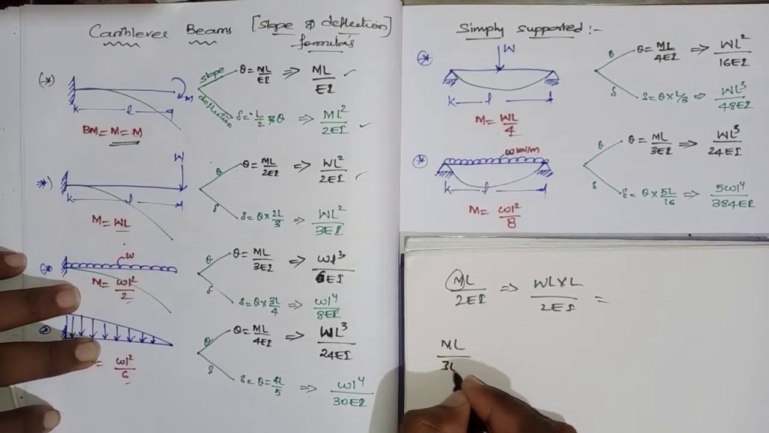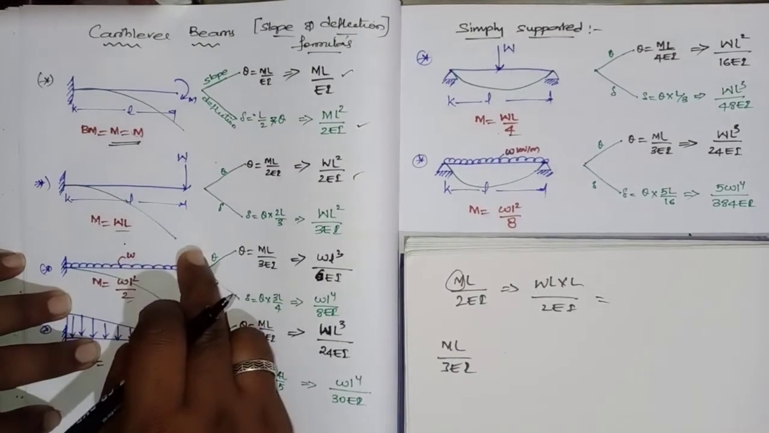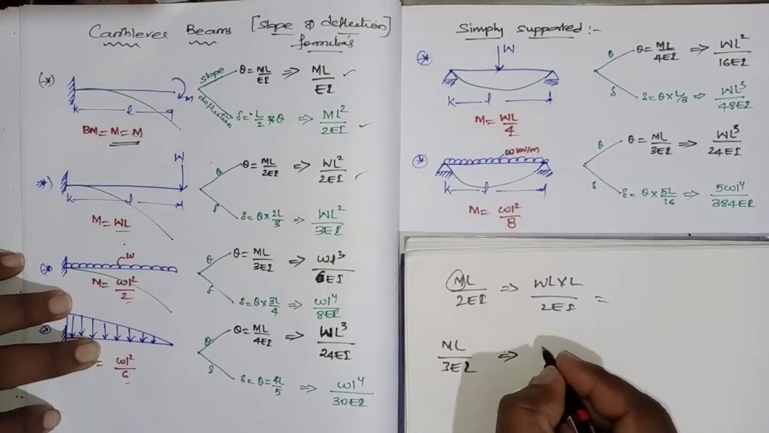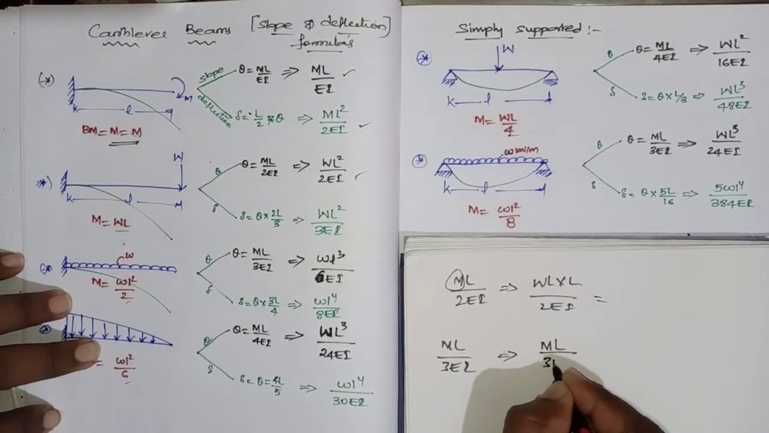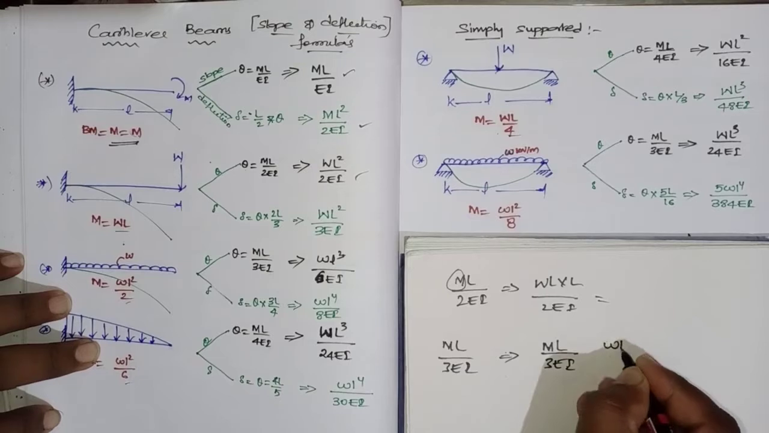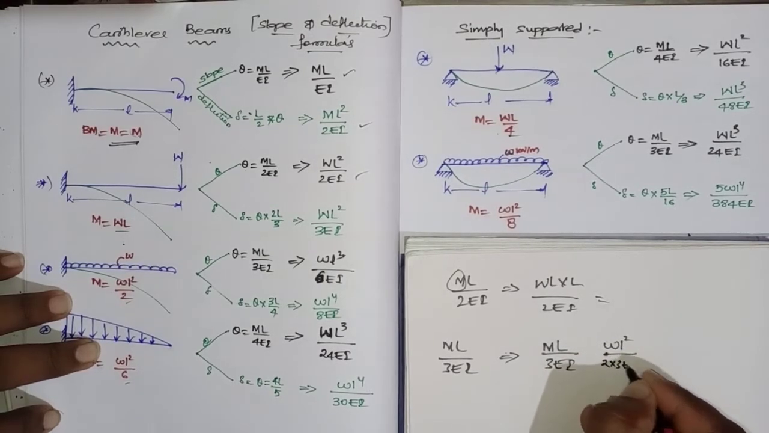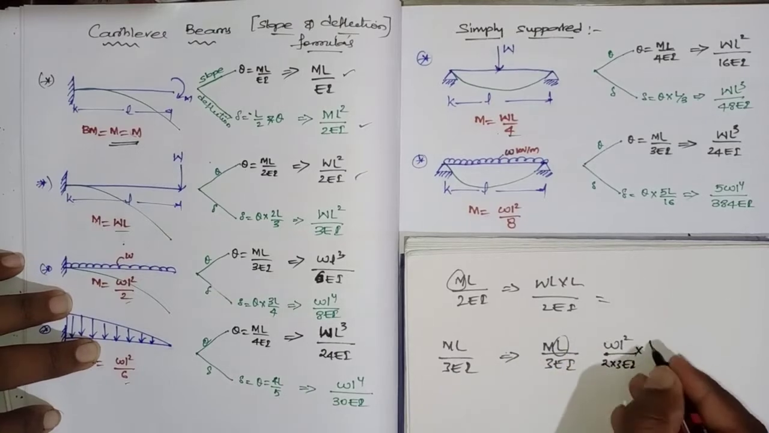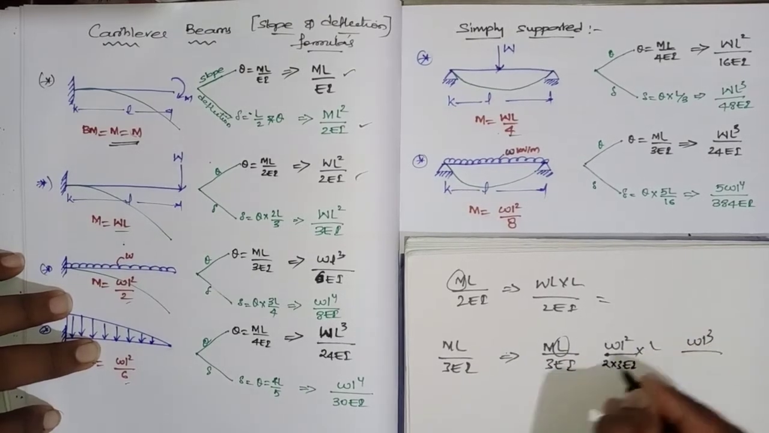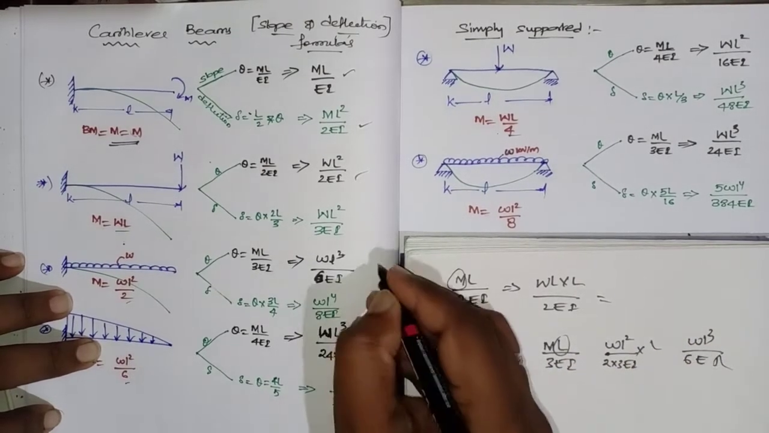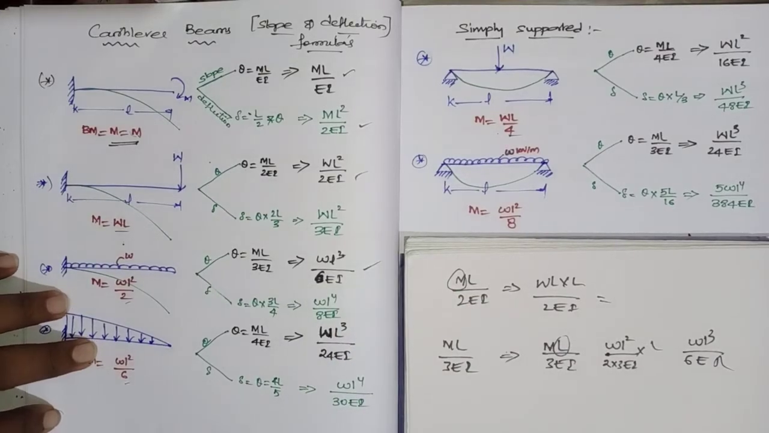ML by 3EI for a cantilever beam carrying UDL. So for that, ML by 3EI, what is M? WL square by 2, into L by 3EI. So WL cube by 2 times 3 is 6, 6EI. Like that you are supposed to keep it.